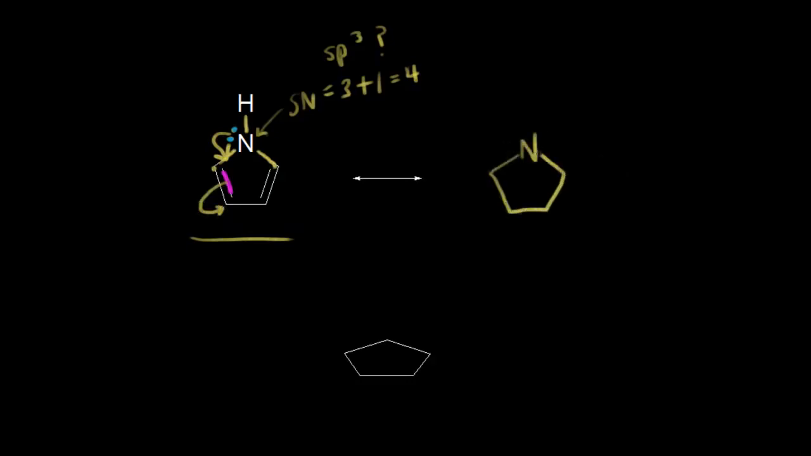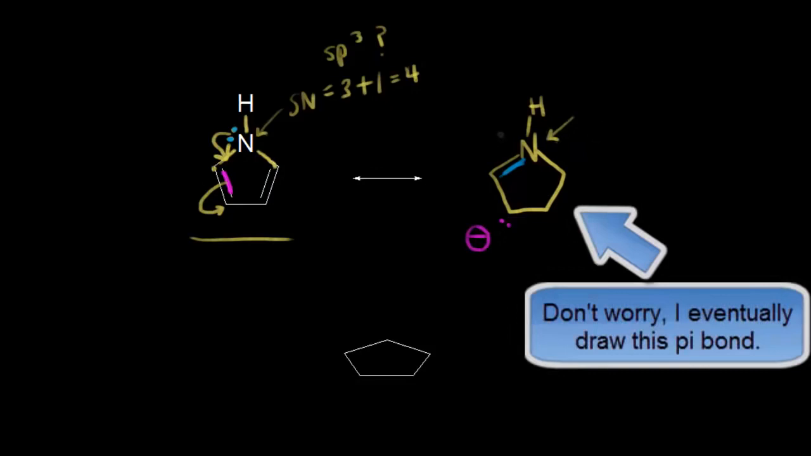Right, so I have my ring here. The nitrogen's bonded to a hydrogen. The electrons in blue moved in to form a pi bond, and the electrons in magenta moved off onto this carbon right here to give that carbon a -1 formal charge. All right, let's go ahead and calculate a steric number for the nitrogen here, which gets a +1 formal charge.